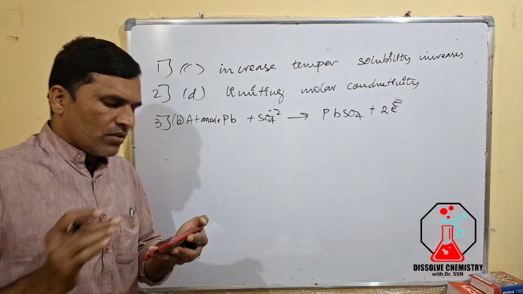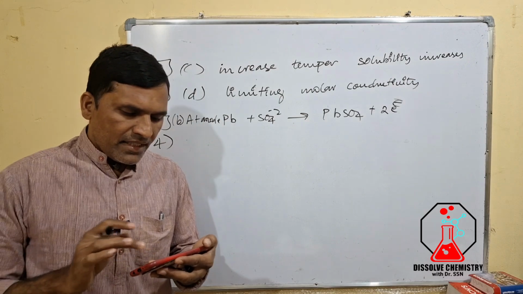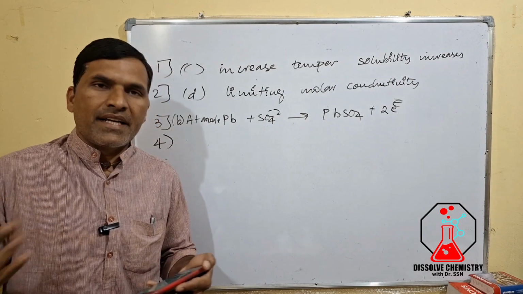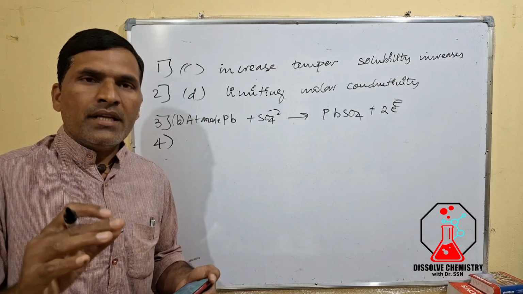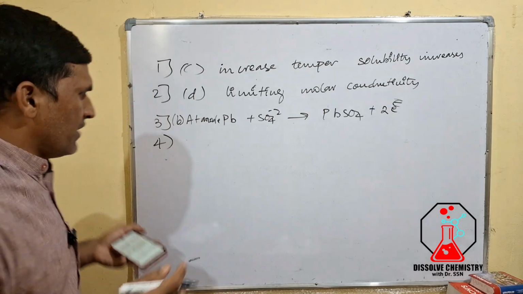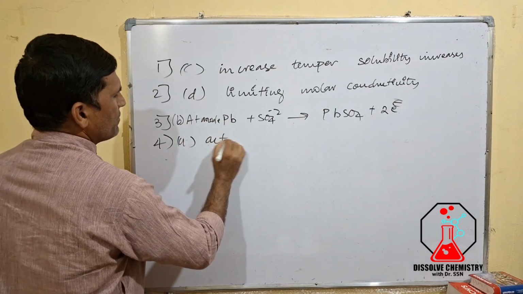Then we will move on to the fourth question. The catalyst in a chemical reaction provides an alternate pathway or reaction mechanism by decreasing the energy of activation. It only enhances the rate of reaction by lowering the energy of activation. So your option is A, activation energy.